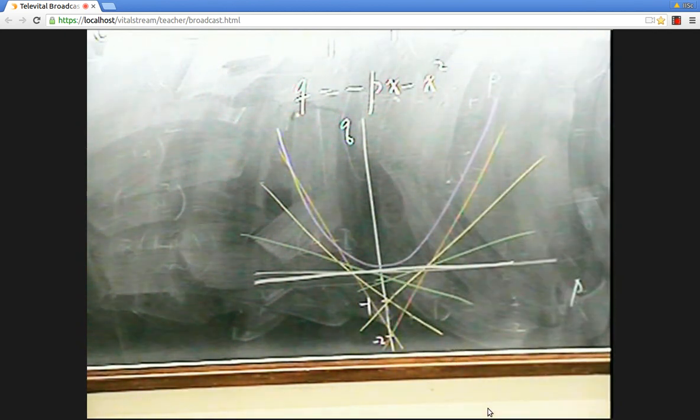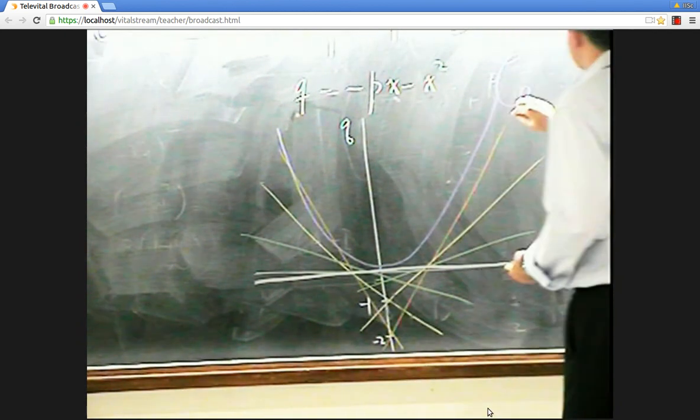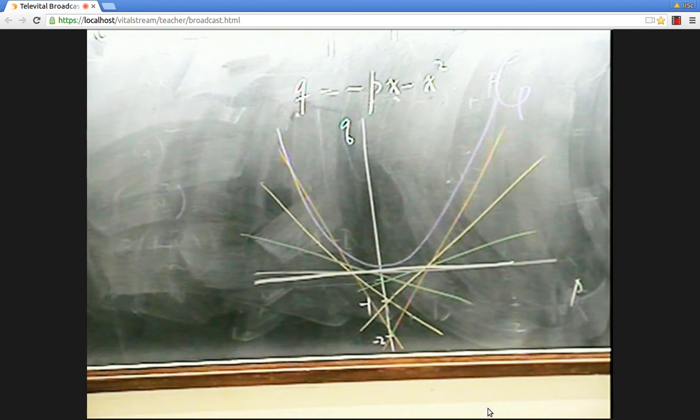Something like this. Let's call this C. I don't know what C is, but this is what I can draw. Right? Now the entire PQ plane is divided into three sets.